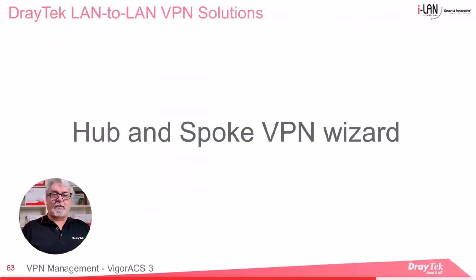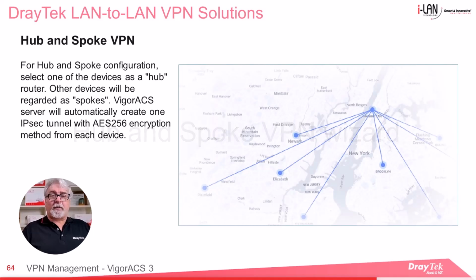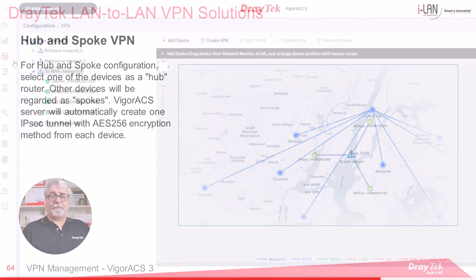Okay, moving on to hub and spoke VPNs. The hub and spoke is the most used scenario for a corporate environment where there is a head office and multiple sub-offices. VigorACS3's Auto VPN will take care of the VPN tunnel creation. You just need to specify the hub router, select the spoke routers from the list, select an encryption type, and ACS3 does the rest. Let's take a look at that.